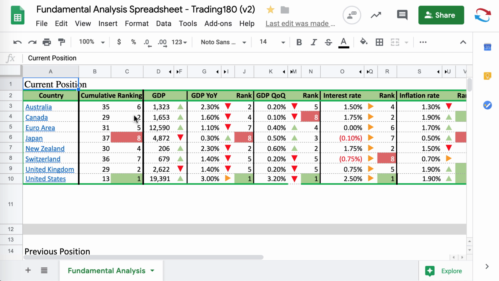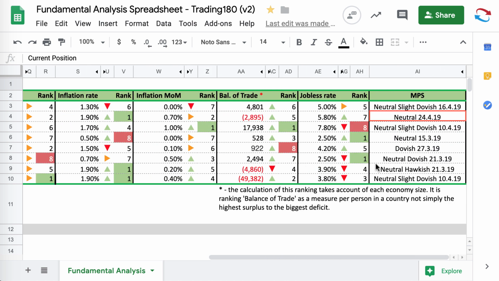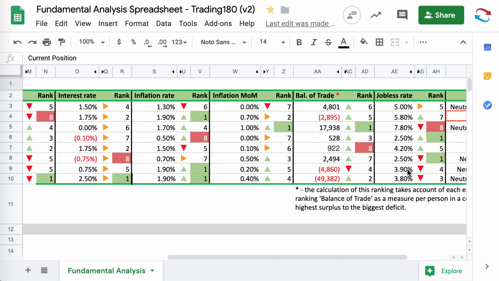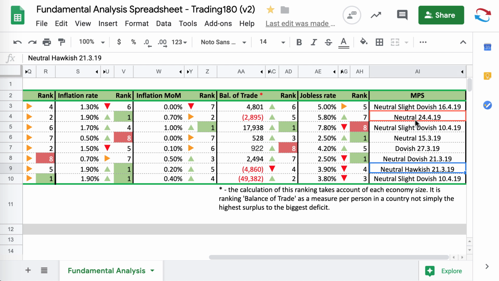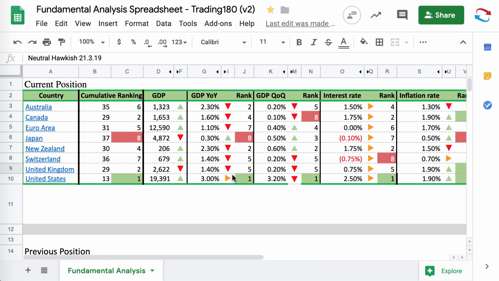Because you also have sentiment to take into account. This doesn't necessarily take into account sentiment, but it does take into account monetary policy sentiment. So if this was to be correct, we've got neutral hawkish versus neutral, so that potentially would give the United Kingdom an edge over Canada, even though they're both number two.